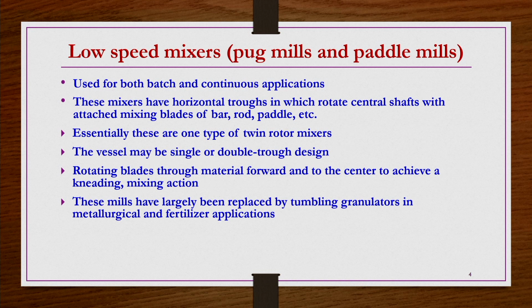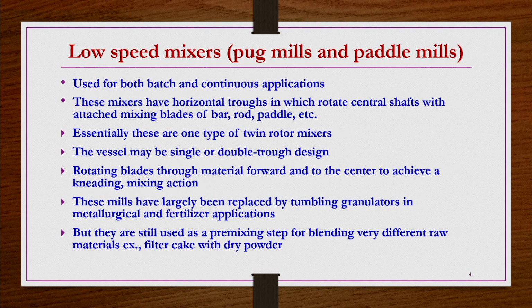However, because of their low throughput, these mixer granulators, especially low speed mixer granulators, are largely replaced by tumbling granulators, especially in metallurgical and fertilizer industries. So wherever in metallurgical and fertilizer applications low speed mixer granulators were previously used, nowadays they are being replaced by tumbling granulators because of throughput concerns, because you may not get a high throughput using these mixer granulators.